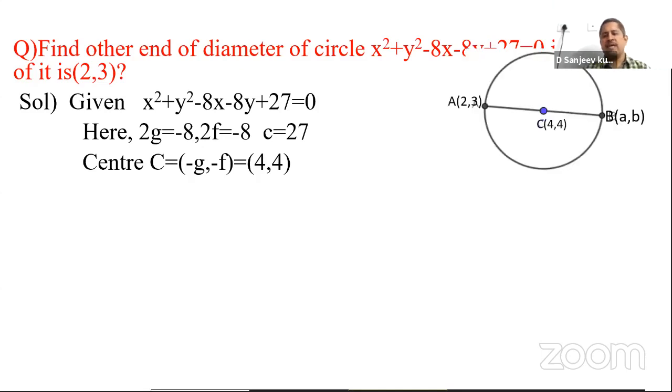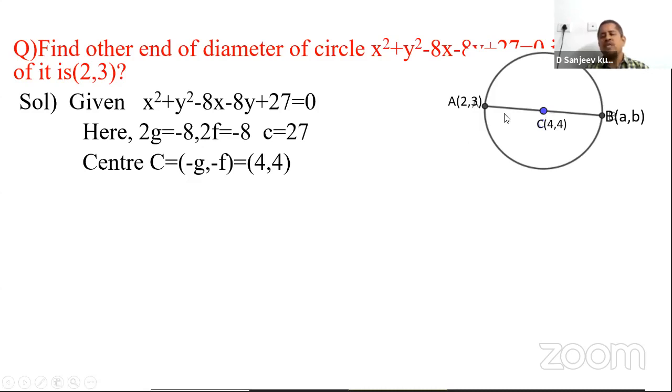Now see here. You have one end as (2, 3), as I said. The other end we don't know. So we call the other end B, with the elements as (a, b). You are going to find the values of a and b. And the center is given as (4, 4). So you have found the center, which I put here.